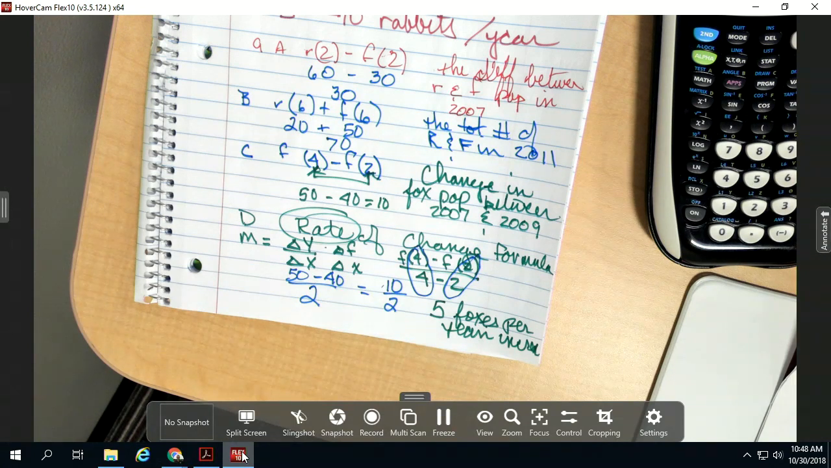D is a rate of change. Whenever you see a fraction, remember the word rate. It's the rate of change.